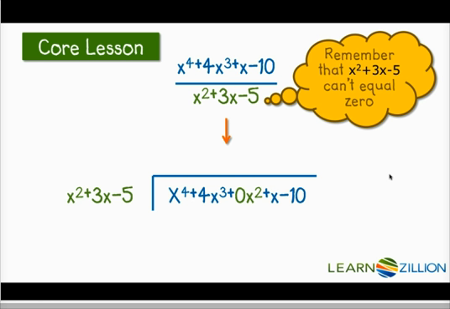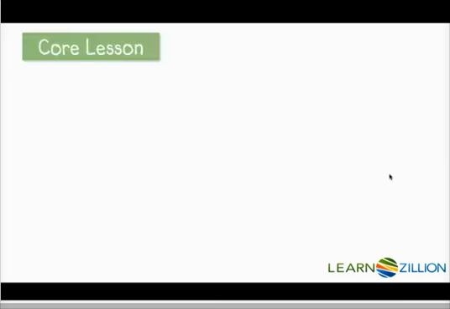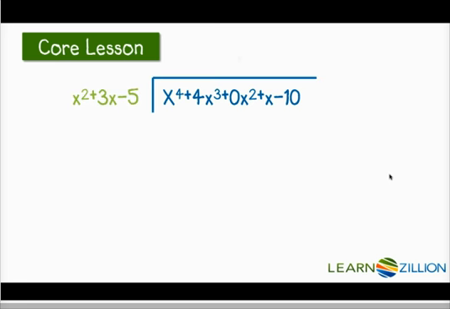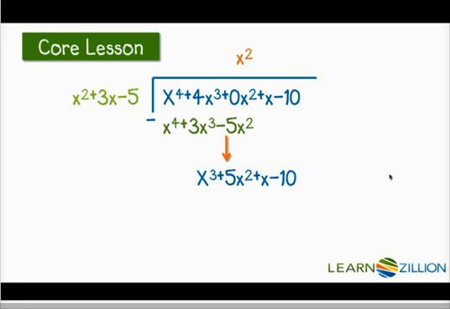So the first thing I want to do is look at x squared and see how many times x squared goes into x to the fourth. I know that it goes in x squared times, so I'm going to write that up at the top. Then I distribute that x squared to my denominator. That gives me x to the fourth plus 3x cubed minus 5x squared. When I subtract that, I get x cubed plus 5x squared plus x minus 10. Remember, I had to use that placeholder in order to get my x squared value.